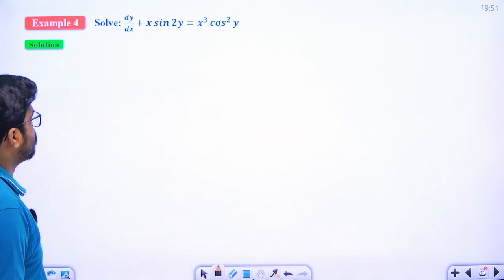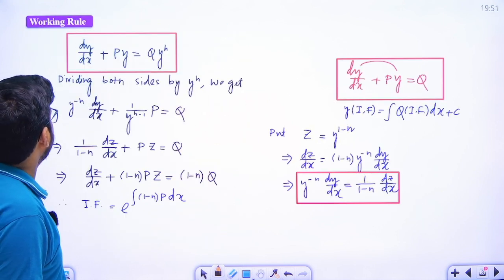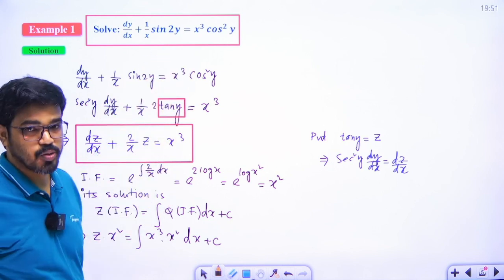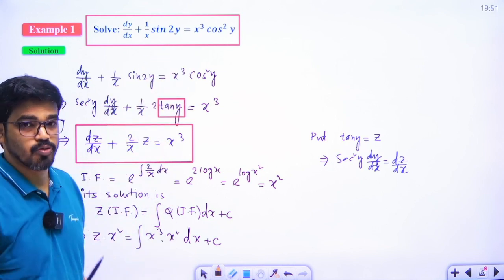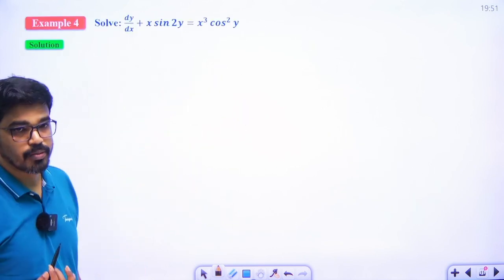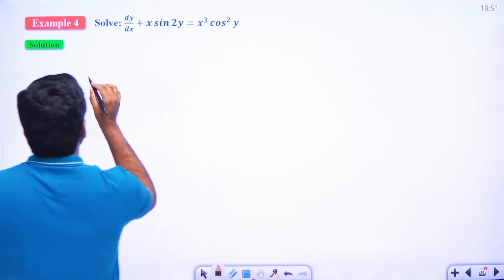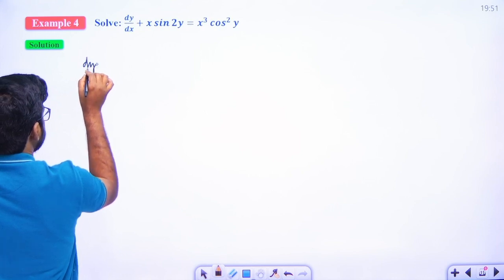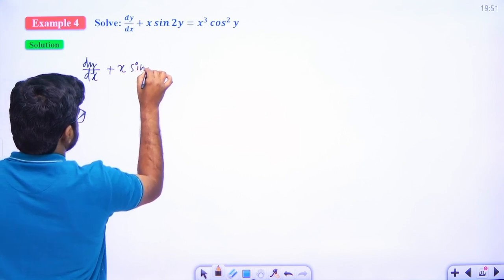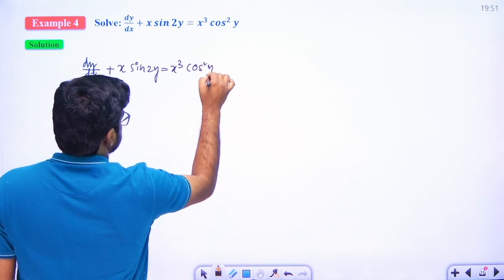So note this problem. Look, this problem is the same as example 1, just say dy dx plus 1 by x sin 2y is equal to x cube cos square y. Here I said simply x instead of 1 by x. So example 1 and example 4 are similar problems, right? So what is given here? Here the given differential equation is dy dx plus x sin 2y equals x cube cos square y.